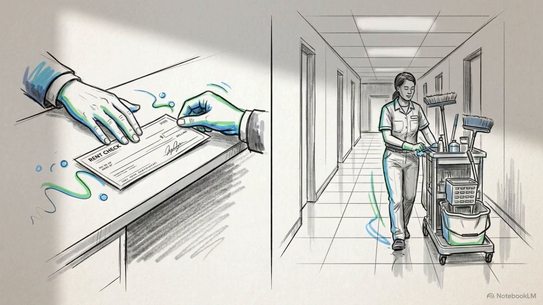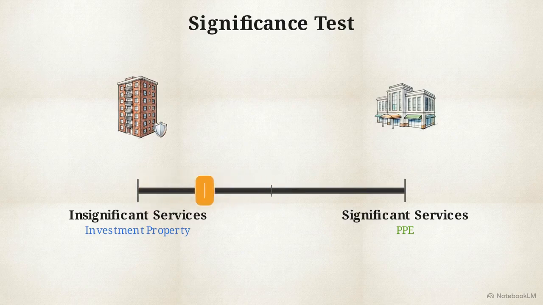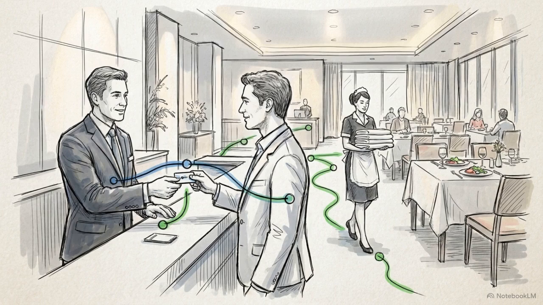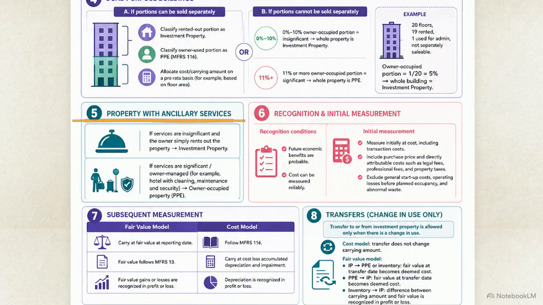Another gray area involves properties that generate rental income while also providing ancillary services to the occupants. The determining factor here is the significance of those services in the context of the overall arrangement. We can contrast an owner-managed hotel that provides daily cleaning and meals against an apartment block where the owner provides only a basic security guard at the front desk. Section 5 of the summary differentiates between these levels of involvement. It separates properties with insignificant supplementary services from those that function as an active, owner-managed business.